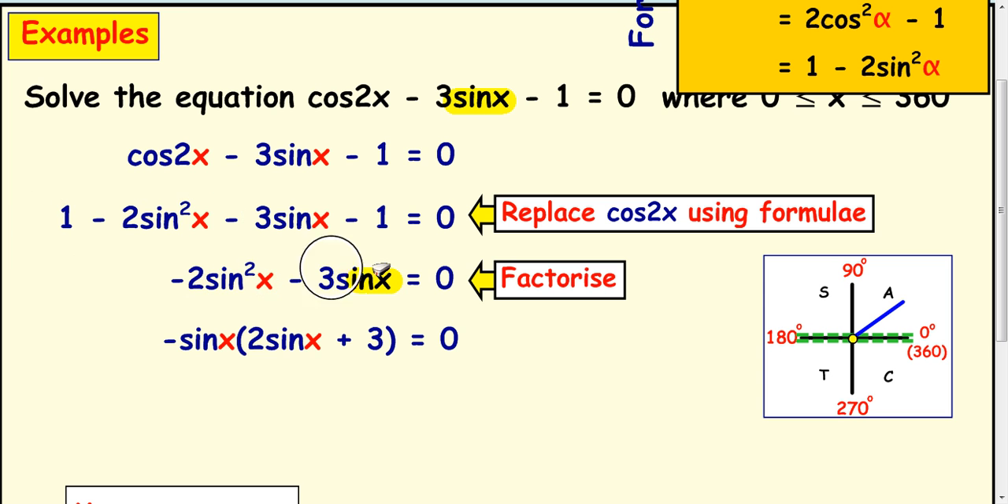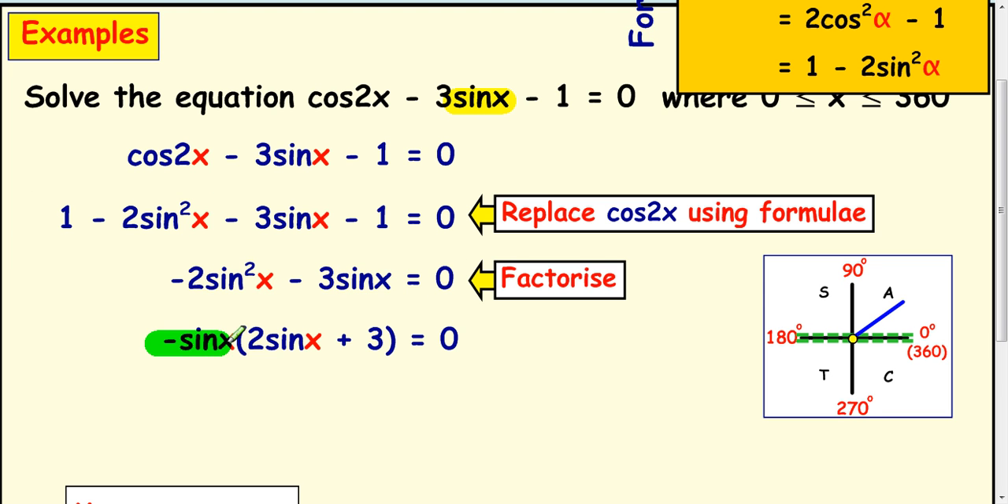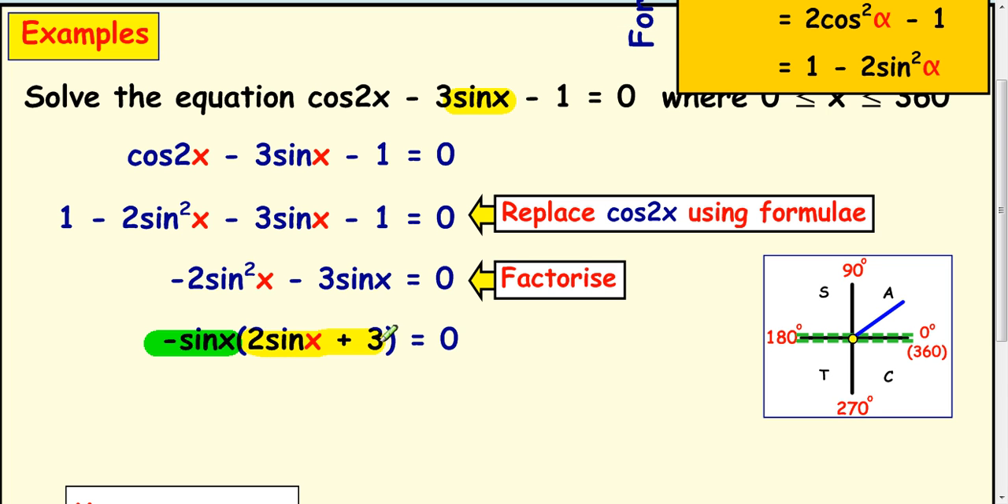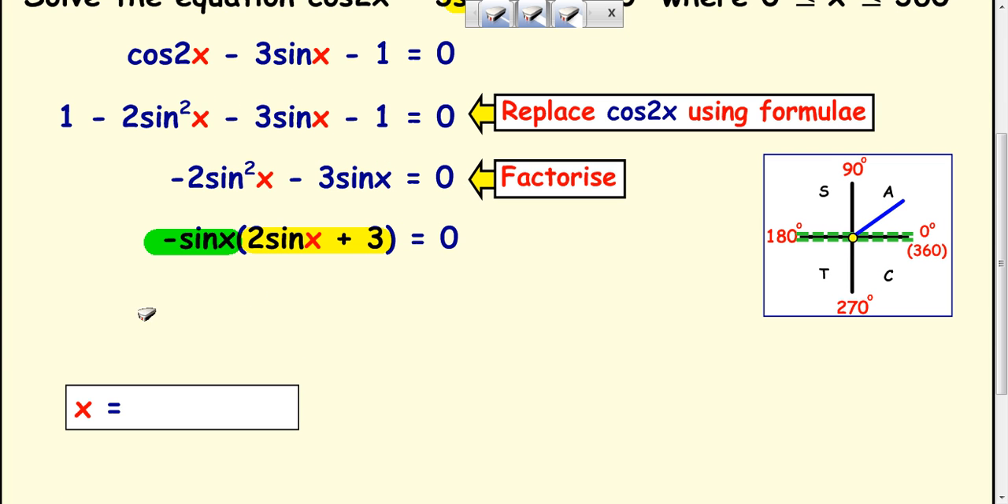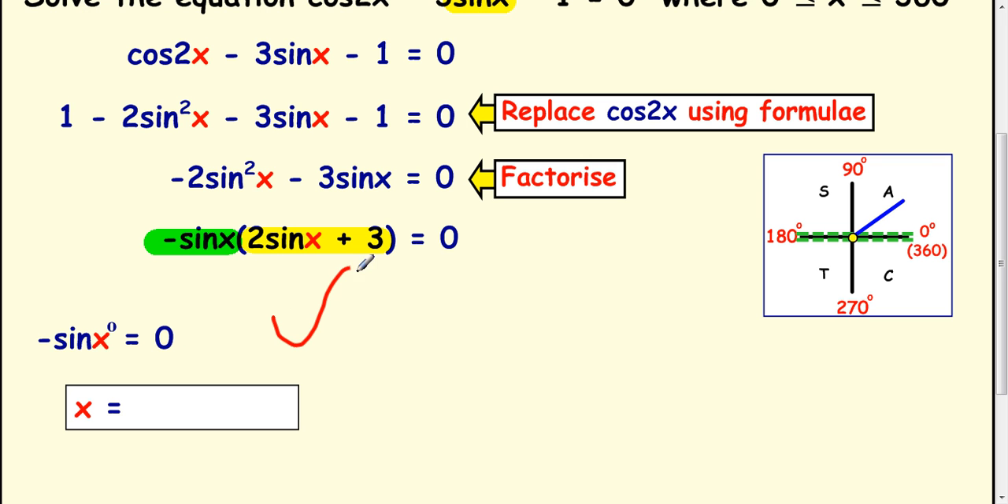So we have the same idea as we had before now. Either this first bit is equal to 0 or the second bit is equal to 0. So negative sine is equal to 0. Now the negative sine wave is just a sine wave upside down like that. So the 3 points here, here and here equal 0. So that's the same as before actually, 0, 180 or 360 degrees.